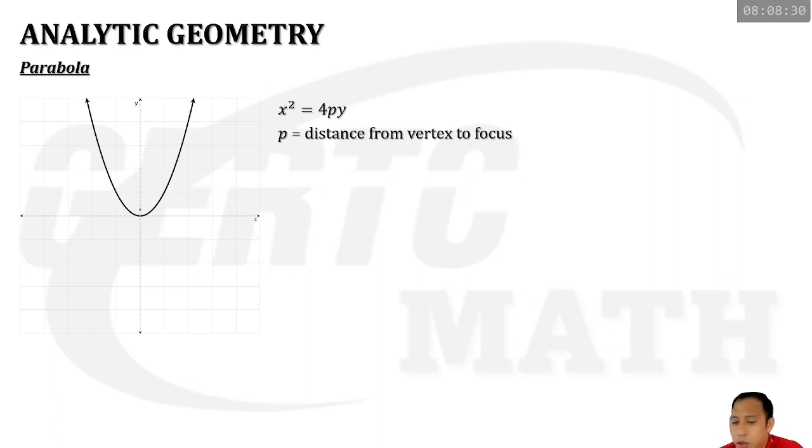There are books that would use a as the distance from the focus to the vertex, but I'm going to use p here, so that you won't be confused with a in the ellipse and hyperbola. So here, let's just use p, the distance from the vertex to the focus. Okay?